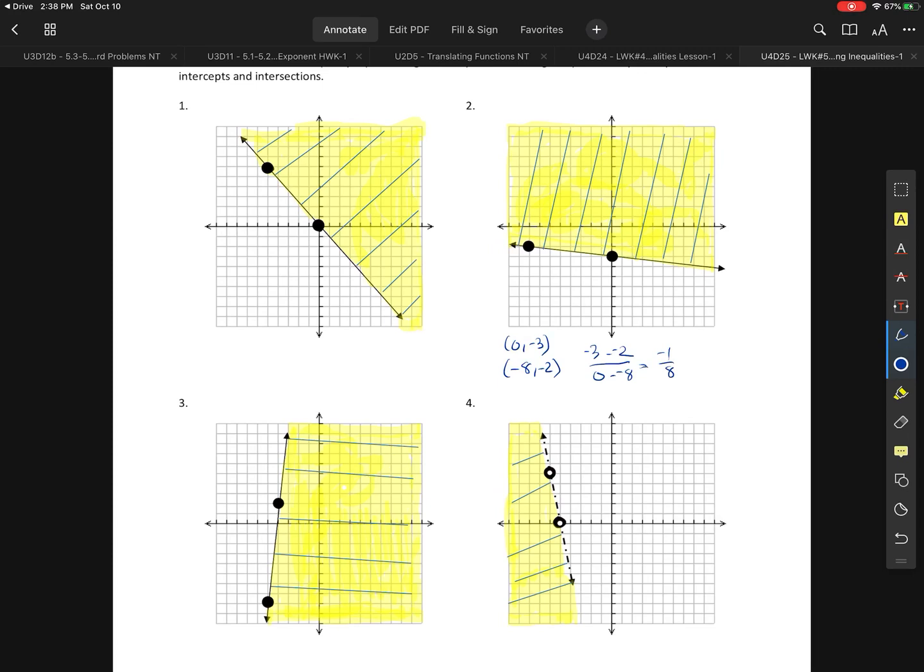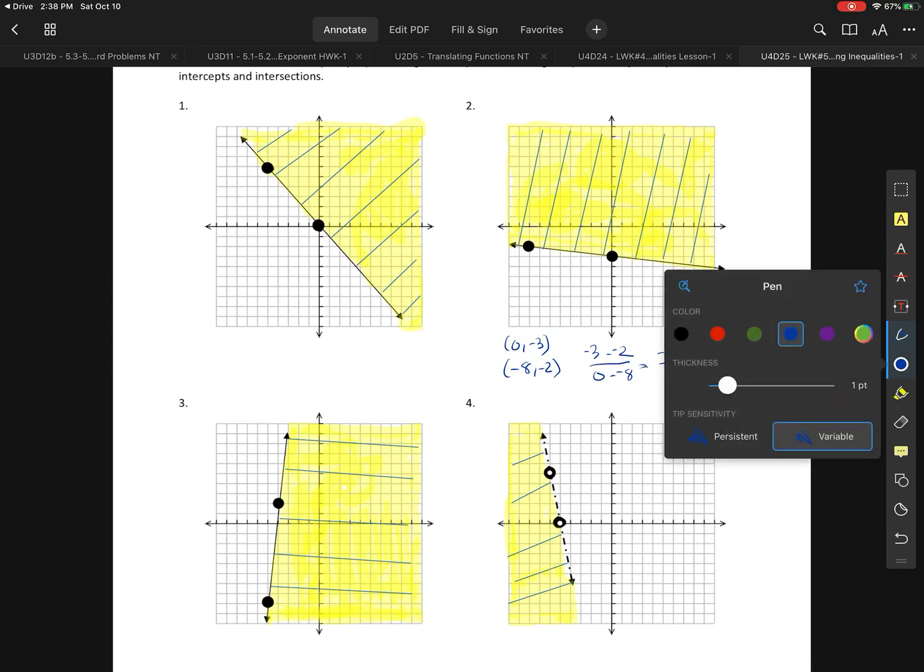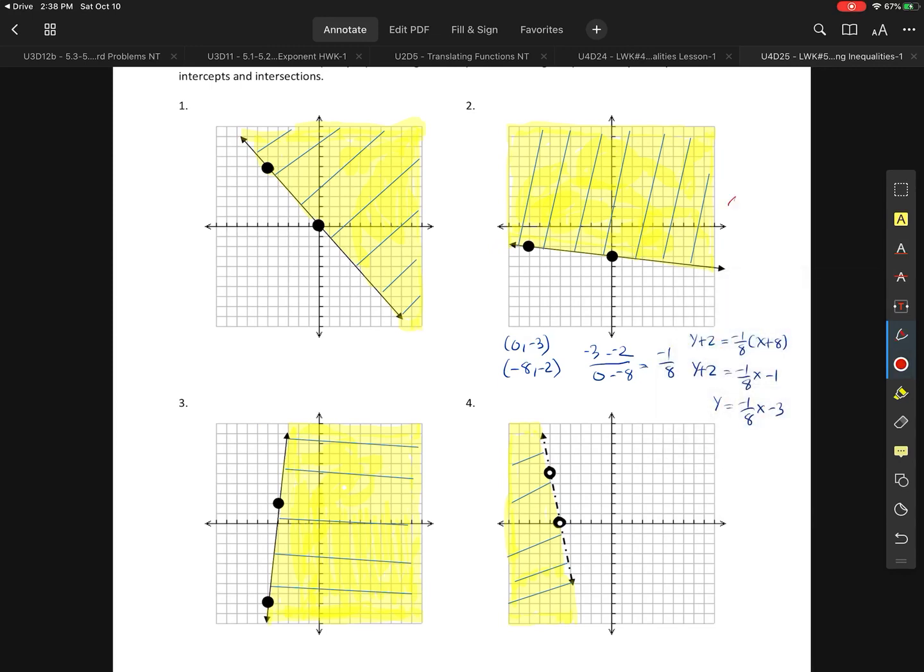To make my equation, obviously I know the y-intercept, but we're going to use point slope. y plus 2 equals negative 1 over 8 times x plus 8. y plus 2 equals negative 1/8 x minus 1. y equals negative 1/8 x minus 3. Alright, there's our boundary line equation. But for the problem, we need an inequality. So I see a solid line, and I'm shaded above. What does that mean? y is greater than or equal to negative 1/8 x minus 3.